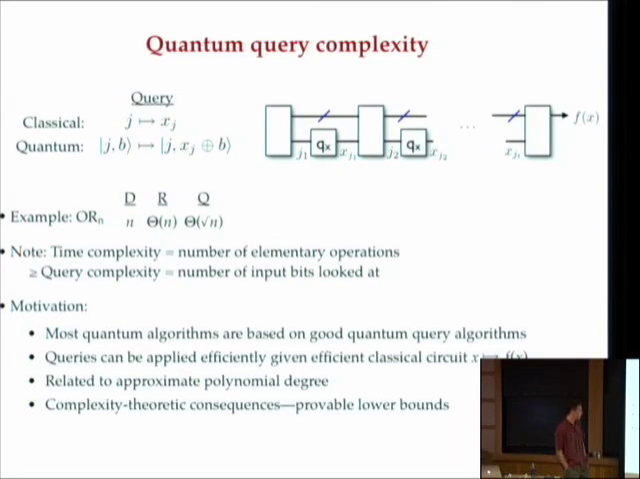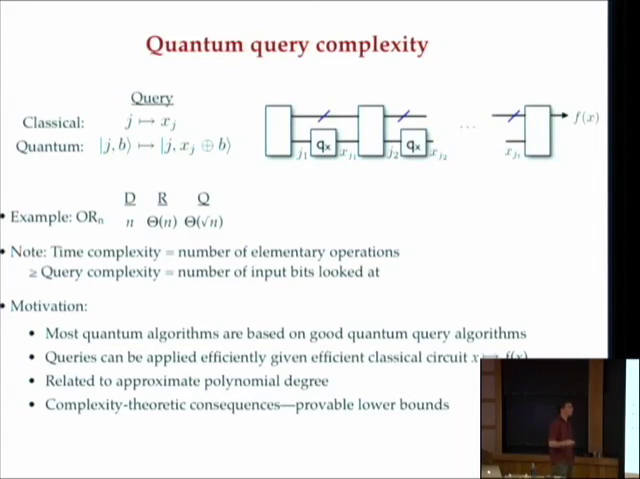A second reason is that it's actually a practical model that can be implemented if you can implement quantum computers. So, for example, if the input is given by a function, and you have an efficient classical circuit for computing that function that takes j to xj, then you can put that into your quantum circuit and everything stays efficient.